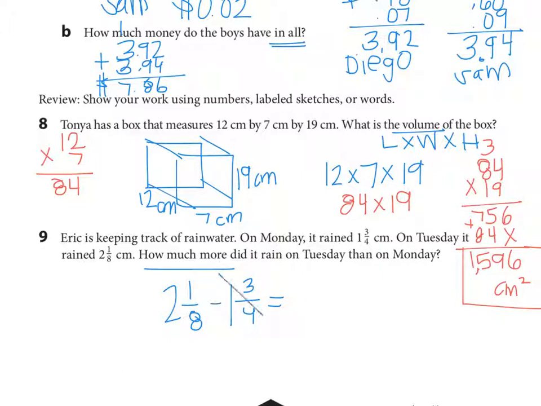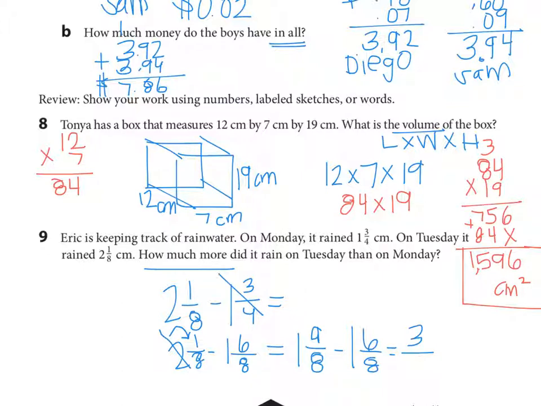So I'm going to change this 1 3/4 to 8s. So how many 8s are 3/4? That's right, same as 6/8. So now we have 2 and 1/8 minus 1 and 6/8. And I see I need to borrow from the 2 to increase the number of 8s, because I can't take away 6/8 from 1/8. So it's going to be 1 and now 9/8, which is the same as 2 and 1/8. Subtract 1 and 6/8, and the answer is 3/8, because 1 minus 1 is 0, 9/8 minus 6/8 is 3/8. So 3/8 centimeters more that it rained on Tuesday than on Monday. And that's all for tonight's homework.